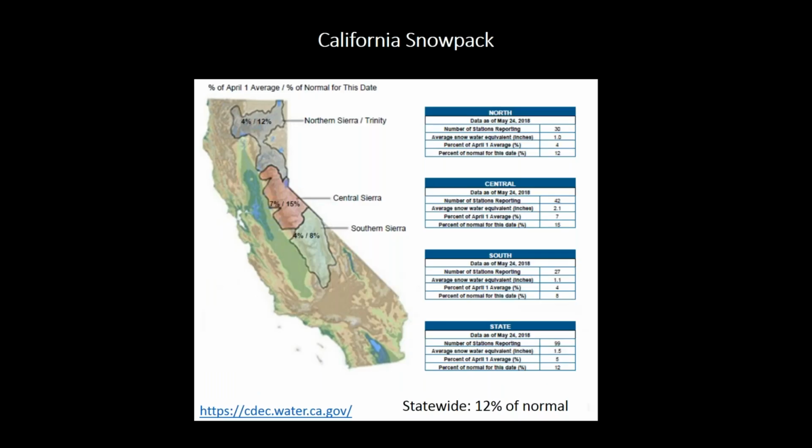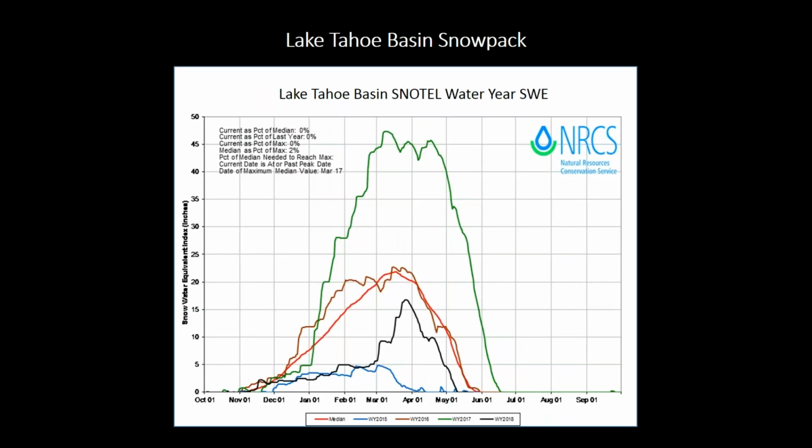Similar situation when you consider the California basins that were not included in that previous graphic. Statewide, as of May 24th, the California basins were at 12% of normal. So not a good snowpack year.